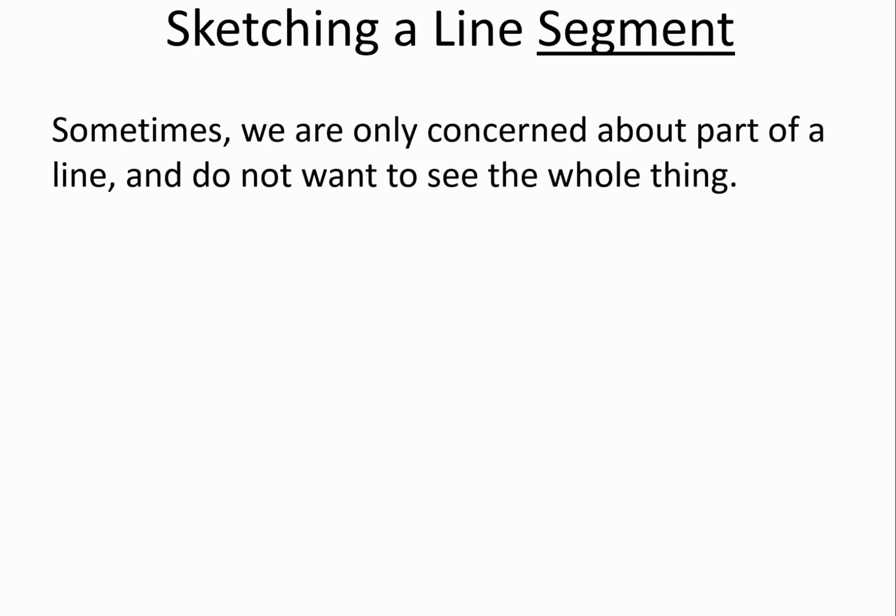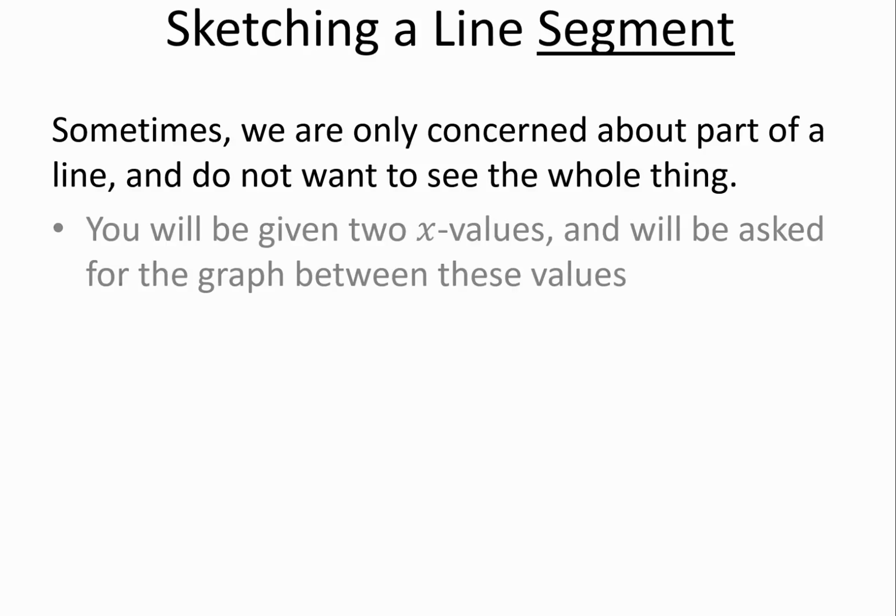Sometimes, though, we're only concerned about part of a line. We don't need to see the whole thing. In this case, you'll be given 2 x values, and will be asked for the graph between these 2 values. So say I only want a section of line between x is negative 2 and x is 4. I only want that part.